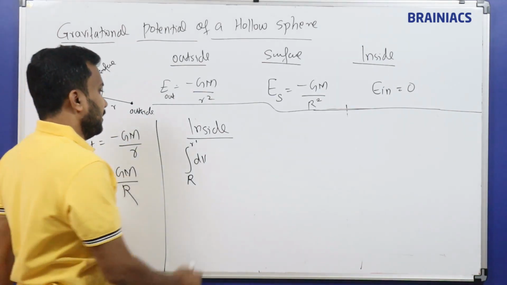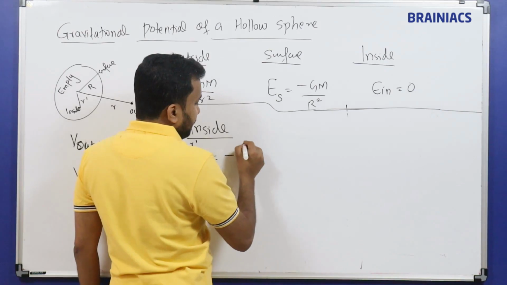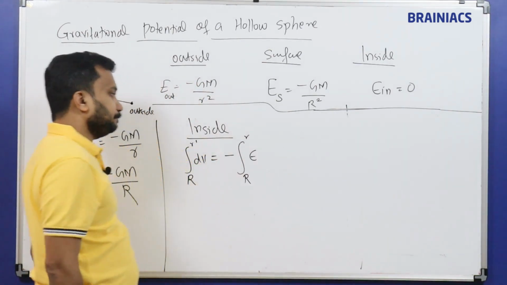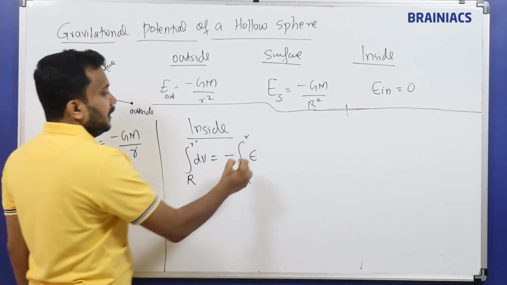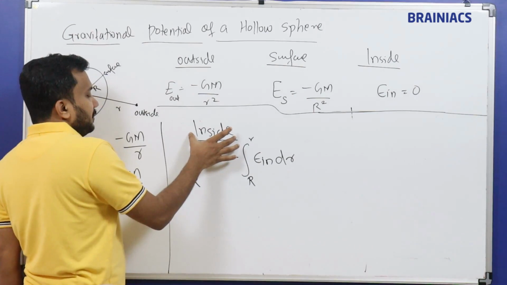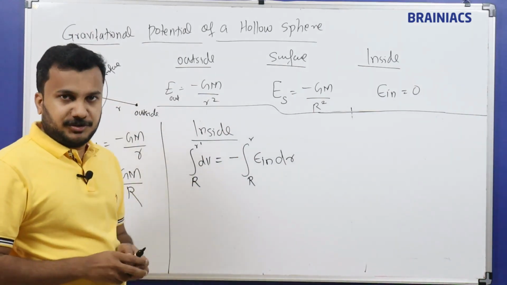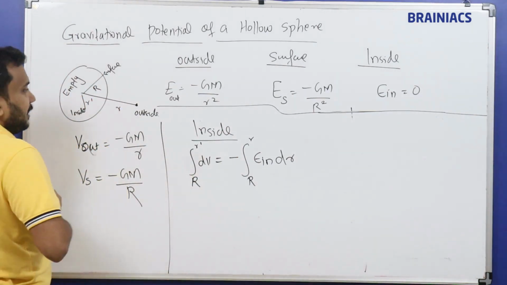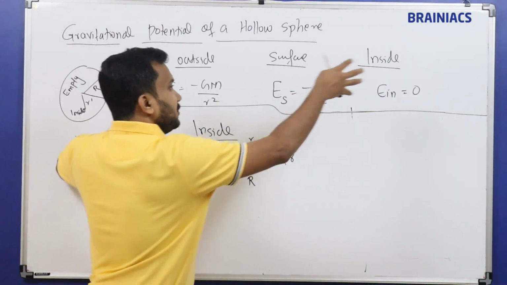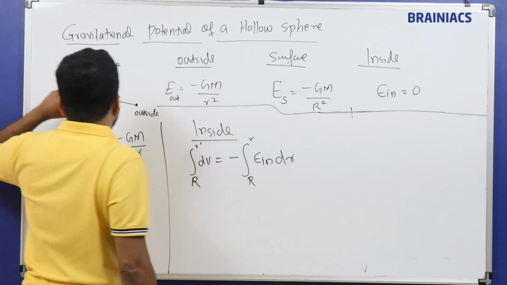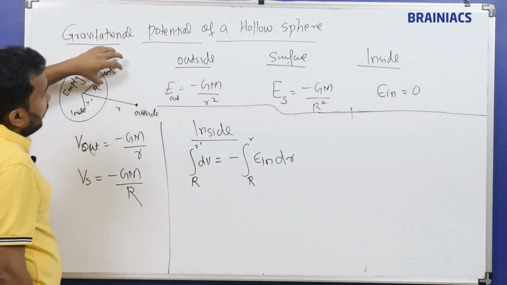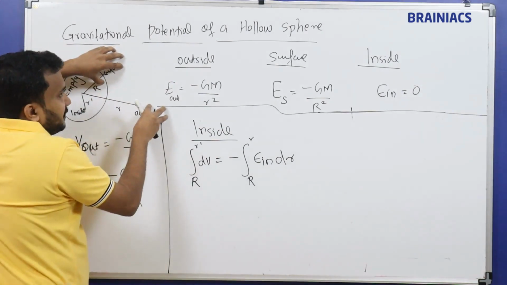So V(r') minus V(r) is equal to minus the integral from capital R to small r' of E inside dr. We are calculating the inside gravitational potential. If you are calculating outside, the next immediate point is infinity. If you calculate inside, the next immediate point is the surface. If you calculate the surface, the next immediate point is outside.